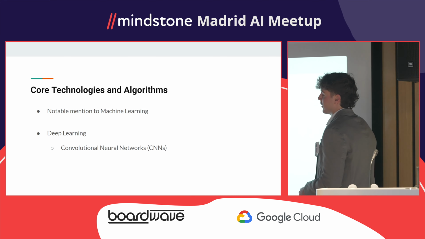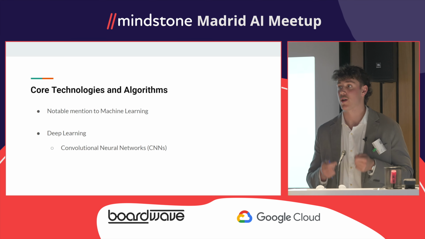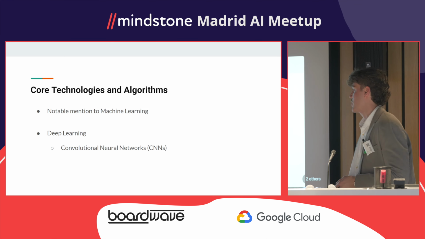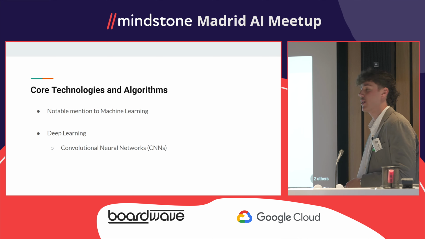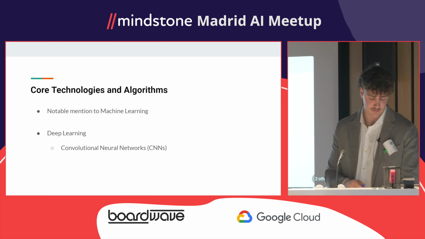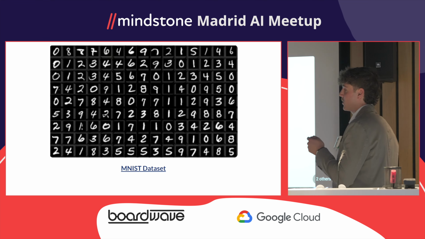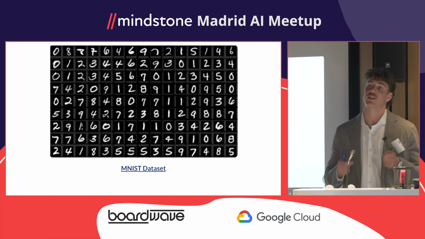Moving on to deep learning. Deep learning actually revolutionized computer vision with neural networks, and especially convolutional neural networks, also referred to as CNNs. CNNs allow us to process pixel data and leverage spatial hierarchy.